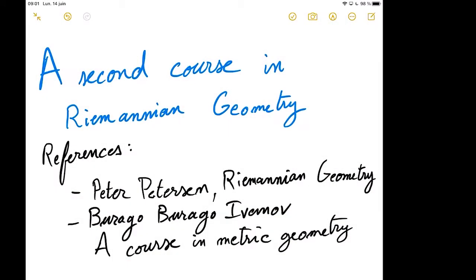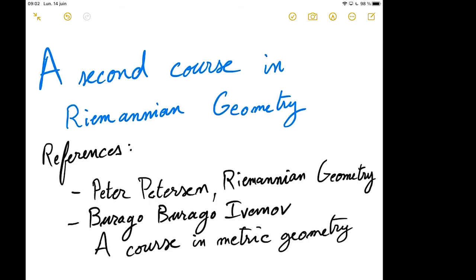So this is a second course in Riemannian geometry, so I will assume knowledge of the basic theory of Riemannian metrics, of calculus on Riemannian manifolds, the covariant derivative, and all the things you can build from that. I will assume knowledge of curvature and variational theory, a little bit of the theory of geodesics, like completeness, the Hopf-Rinow theorem, and stuff like that.